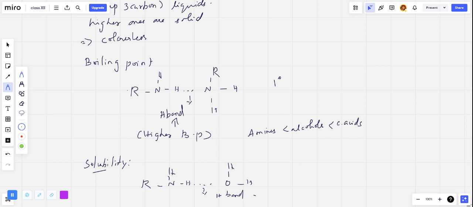If you are taking aromatic amines, they are insoluble in water, but soluble in alcohol, ether and benzene. Okay, so this is all about its physical properties.